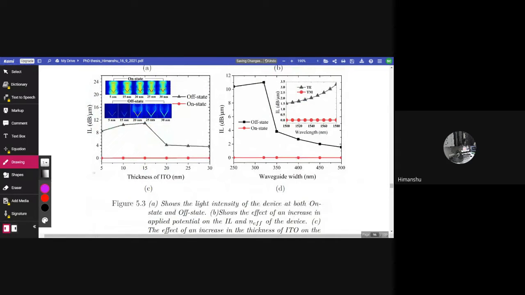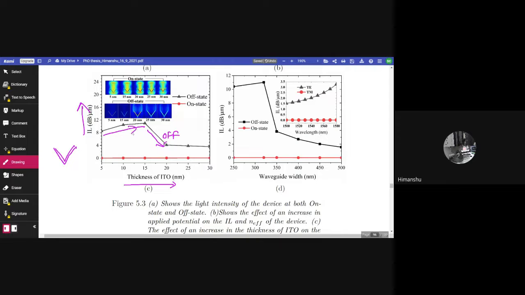Now coming to figure 5.3c, here it shows the effect of an increase in the thickness of ITO on the IL of the device. So what will happen if we increase the thickness of ITO on the insertion loss? Here we can see that for the off state, which is indicated by the black line, with an increase in thickness, the insertion loss increases. However, increasing the thickness beyond 15 nanometer, the insertion loss decreases.